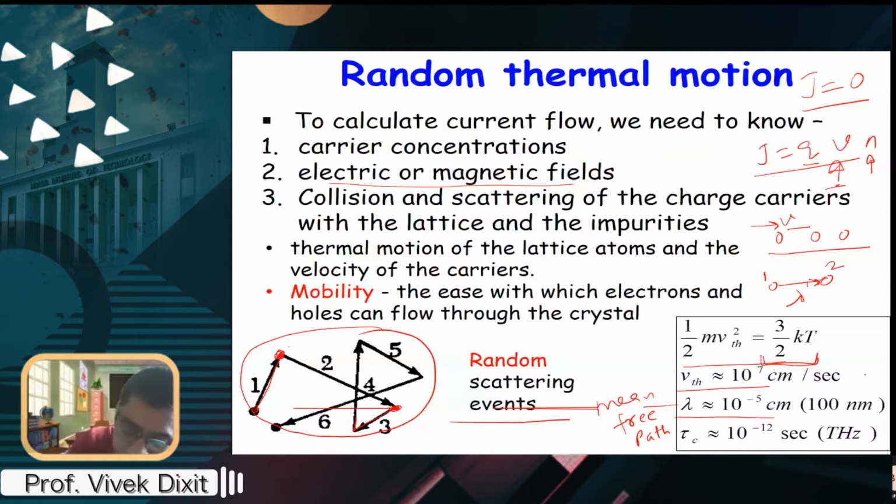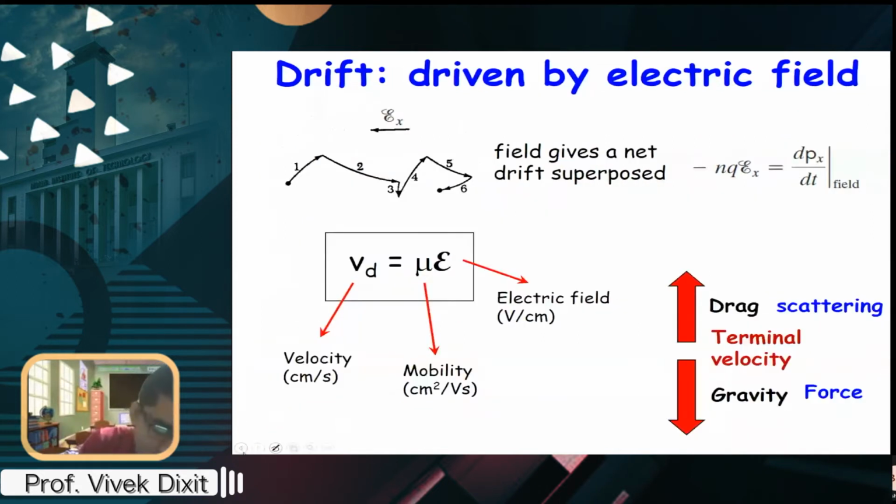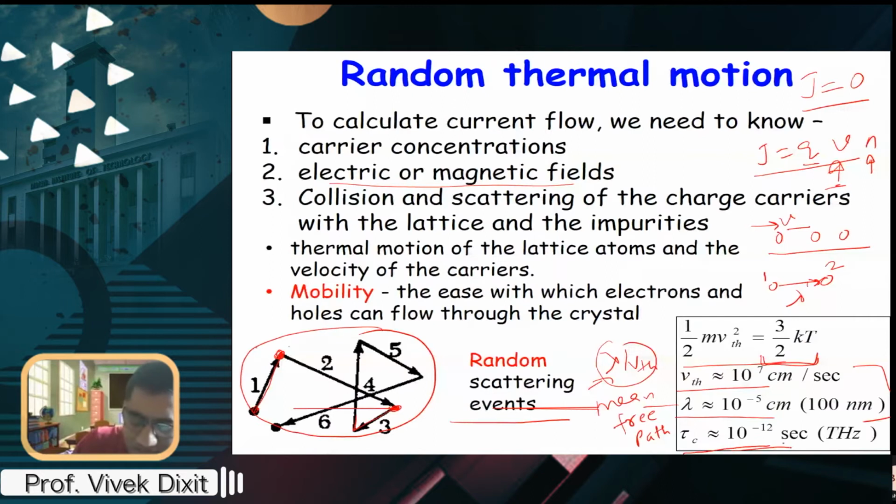And then if you compare the thermal velocity and the mean free path, lambda by v thermal will give you the collision frequency, or basically the mean collision time. 1 over tau will be the collision frequency. So collision time is lambda by v. It comes out to be of the order of a picosecond, and if you take the inverse, the collision frequency will be of the order of terahertz.